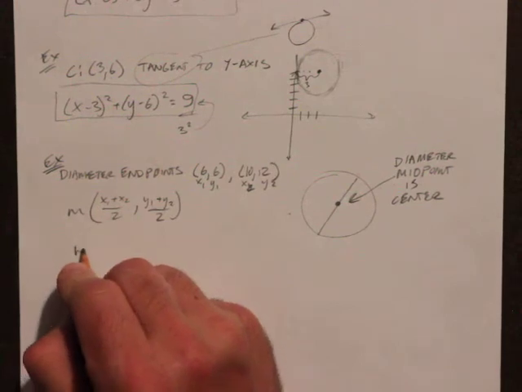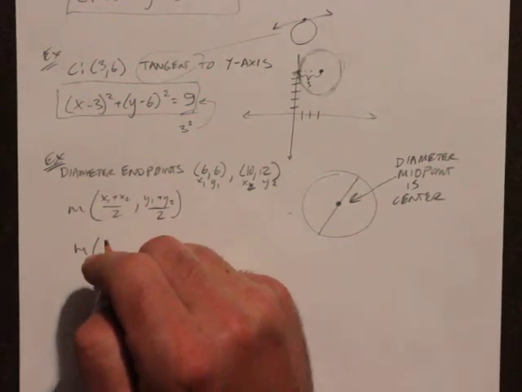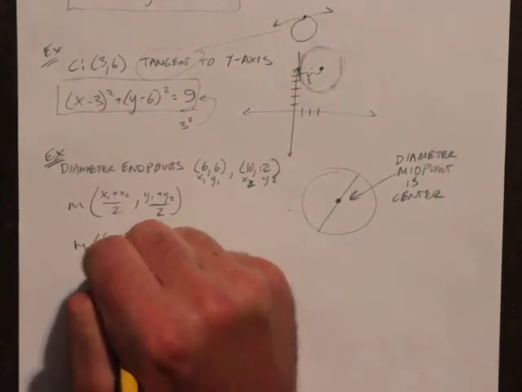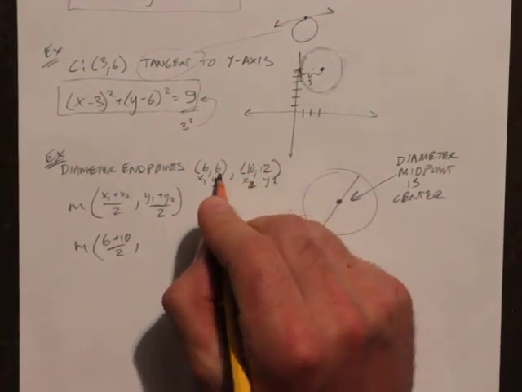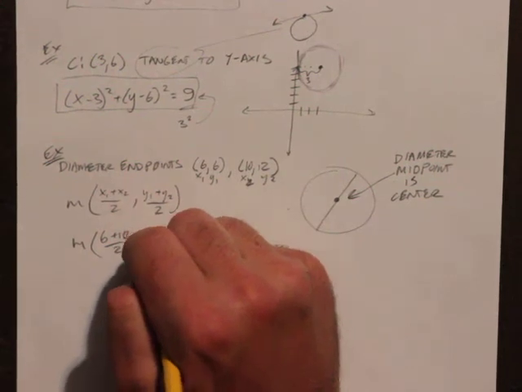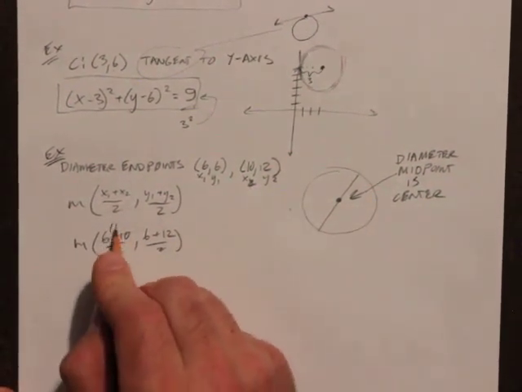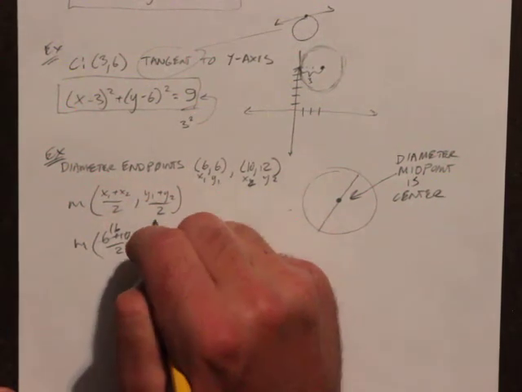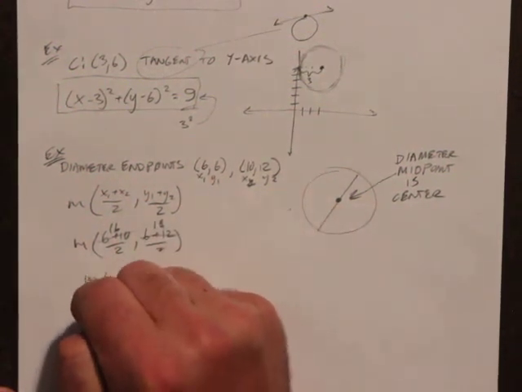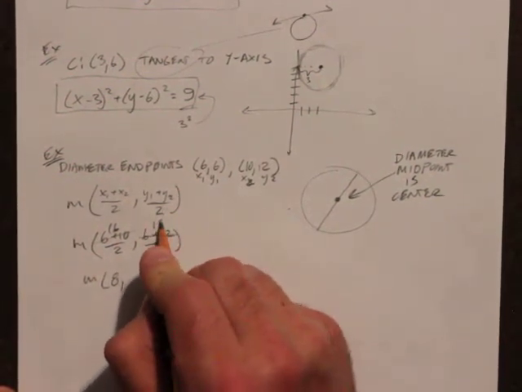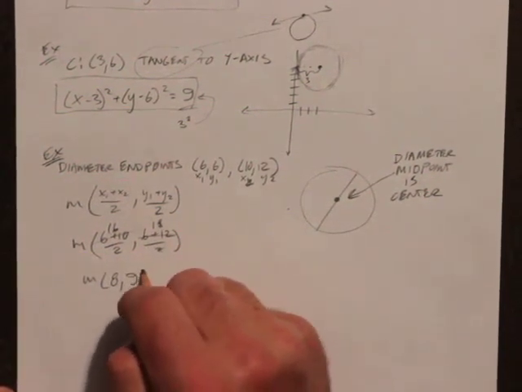So here we go. The midpoint is 6 plus 10 over 2 and 6 plus 12 over 2. So 6 plus 10 is 16, 6 plus 12 is 18. The midpoint is 16 divided by 2, which is 8, and 18 divided by 2, which is 9.